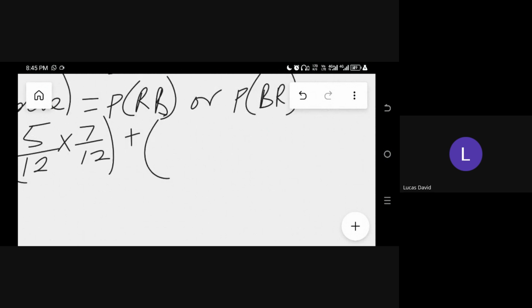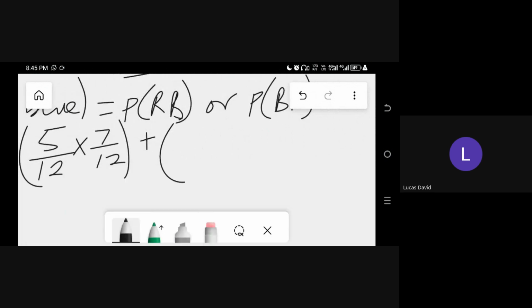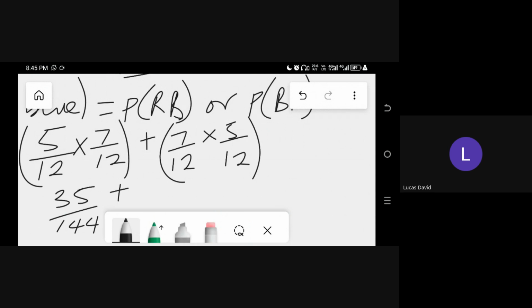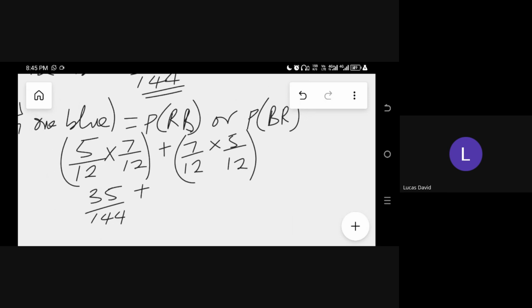Okay, so 7 over 12 times 5 over 12. So here we're saying for blue and red, 7 over 12 times 5 over 12. So for this first part, we have 35 over 144 plus, and that plus is coming from the or, because the probability that one is red, one is blue. There are two times you have a combination of red and blue. So it's either the first was red, the second was blue, or the first was blue, the second was red. That's where the or is coming from. And or means plus in probability.